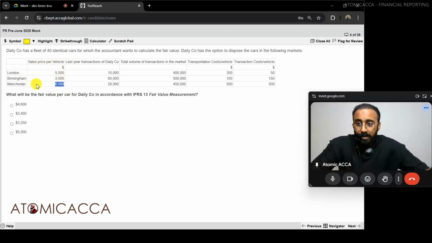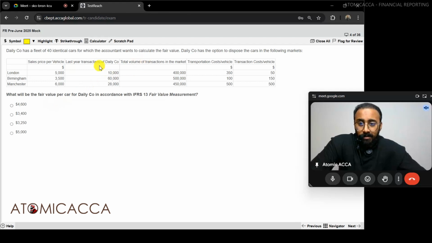Looking at the sales price, Manchester is the best one. So by default, if only these values were given, we would choose that, okay, that is the best value where we can get for the product. So we can choose that as the fair value. But according to IFRS 13, I have to look at the market where most amount of transaction is happening, where an active market is existing, where most amount of sales are happening, high volume of activity is happening. So that gives me more priority in choosing the fair value as per IFRS 13.